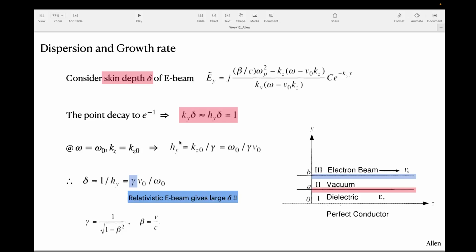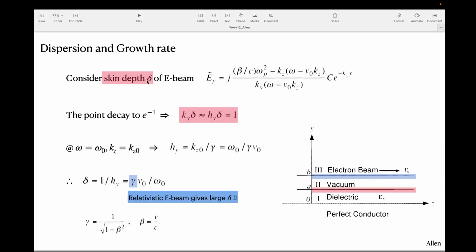And to consider the interaction between the electron beam and the dielectric, we first need to notice that the actual thing that interacts with the dielectric, with the EM wave, is not the whole electron beam, but just the surface of the electron beam. So therefore, we don't need to consider an infinitely thin electron beam, but rather a thick electron beam, with decay to a certain acceptable degree. And that degree we call the skin depth.